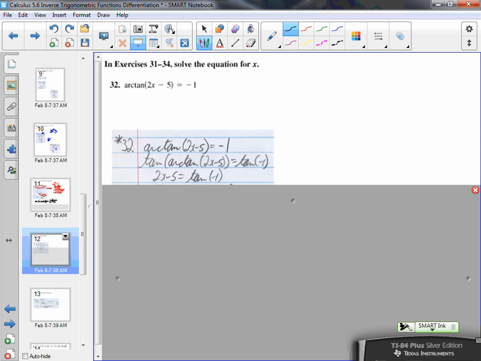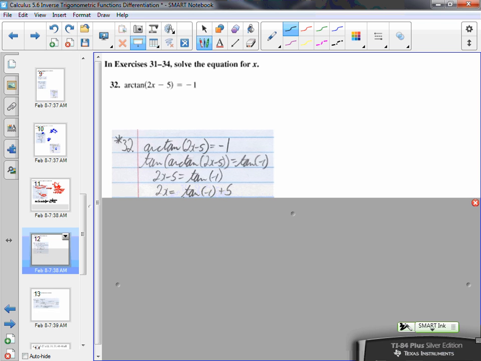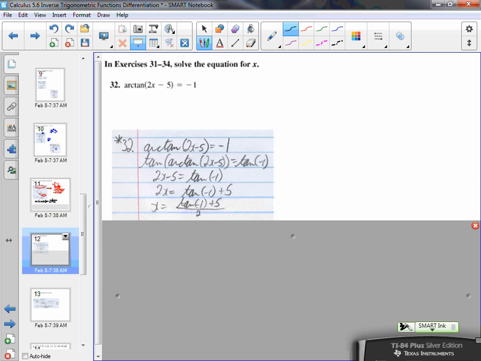Do not use your calculator quite yet. Let's finish solving this thing for x. The tangent of negative 1 is a number. I don't know what it is, but it's a number, right? All right, so add 5 to both sides. Divide by 2. And we've solved it for x.